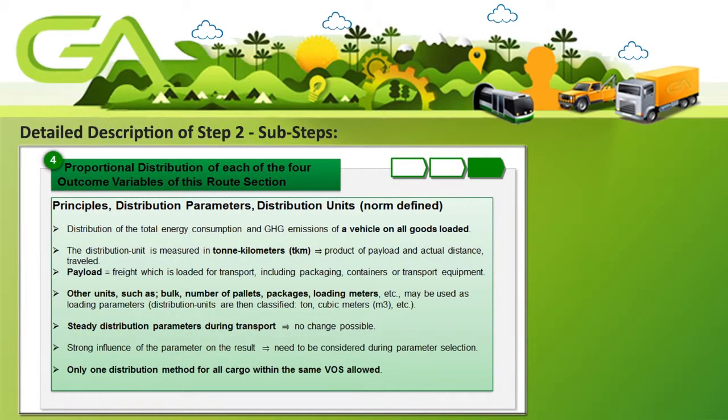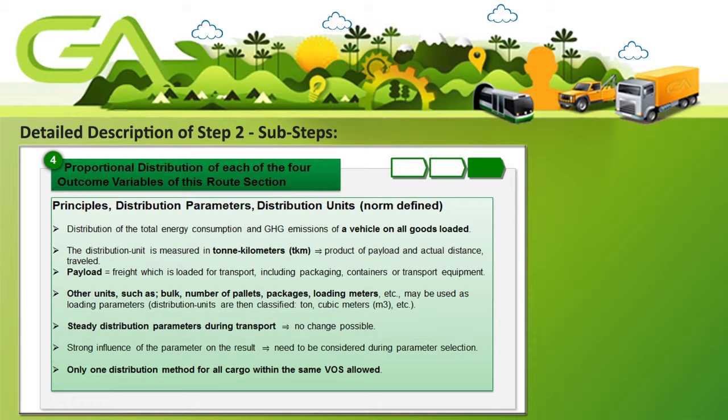The use of other units, such as the volume, the number of pallets, the number of packets, load meter, etc., can all count as load quantity parameters. The corresponding allocation units, on the other hand, would be expressed as ton, cubic meters, etc.